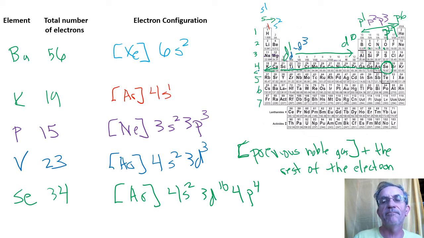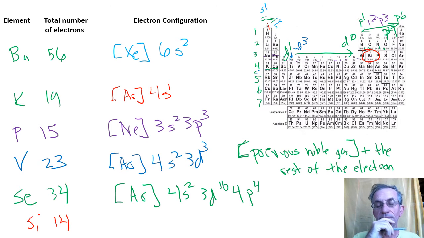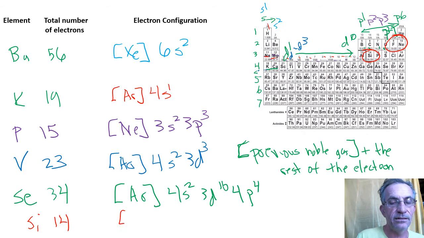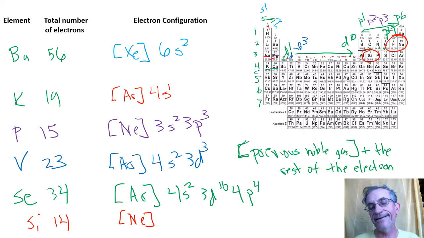Let me erase some of the mess on the periodic table. All right, how about if I ask you about, let's do silicon. Why not? Silicon, element number 14. What's the previous noble gas? The previous noble gas, back from 14, is number 10 on the periodic table, neon. And then after neon, what would we write?